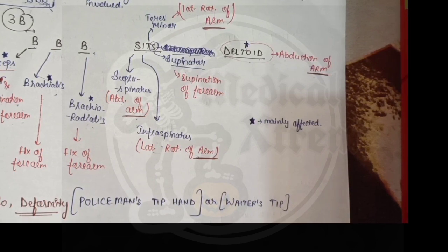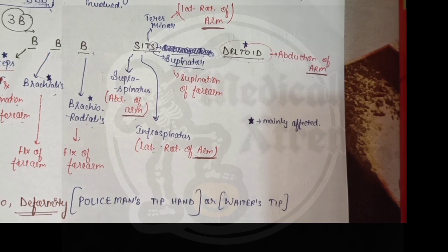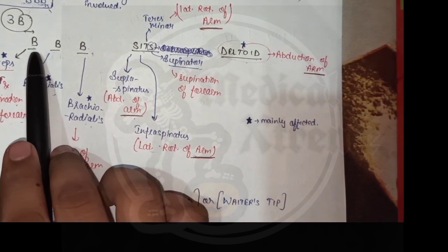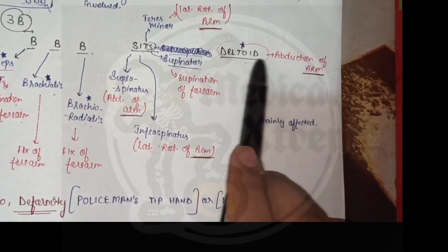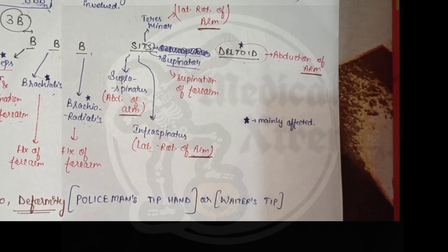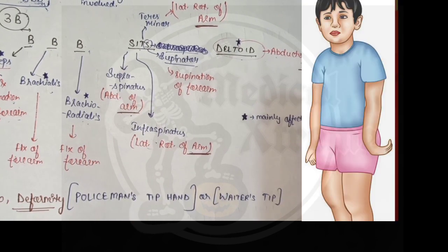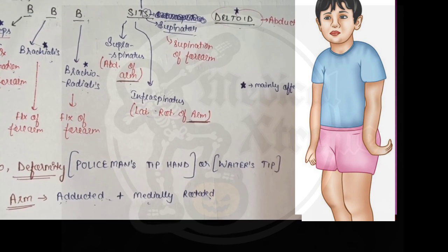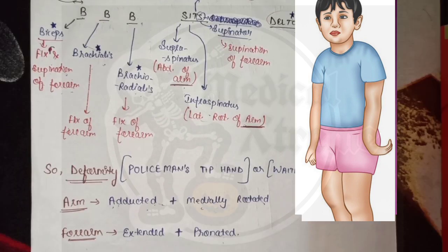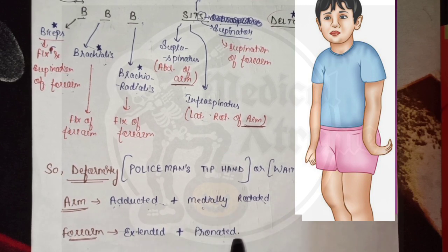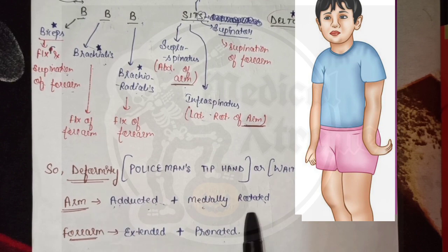The person will not be able to perform these actions properly, and for the main muscles involved, the triple B and D, these actions will be totally affected. So there will be a deformity known as policeman's tip hand deformity or waiter's tip deformity, in which the arm will be adducted and medially rotated and the forearm will be extended and pronated. So this is the deformity.